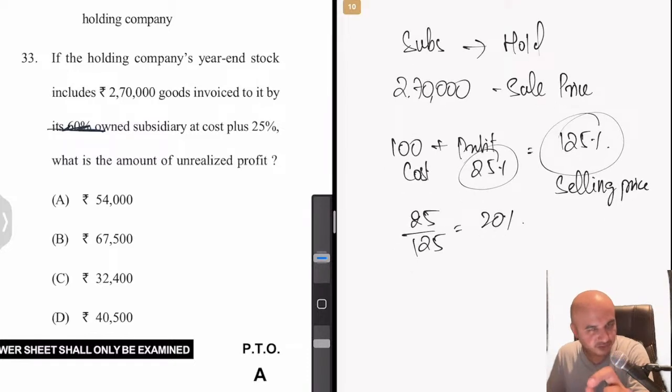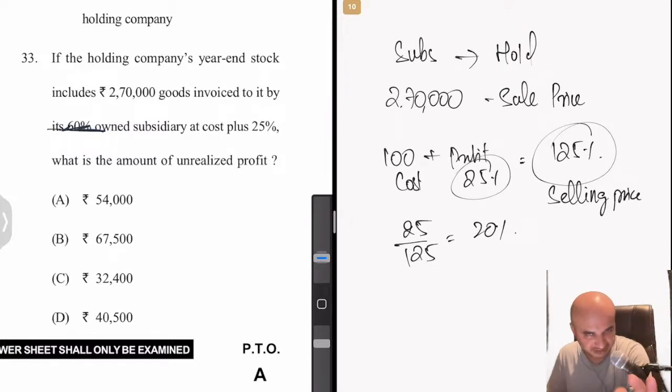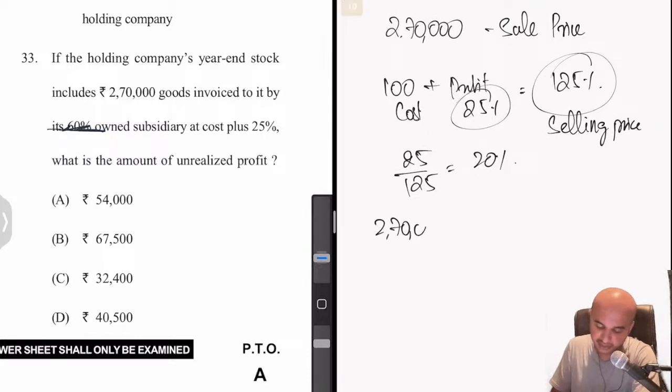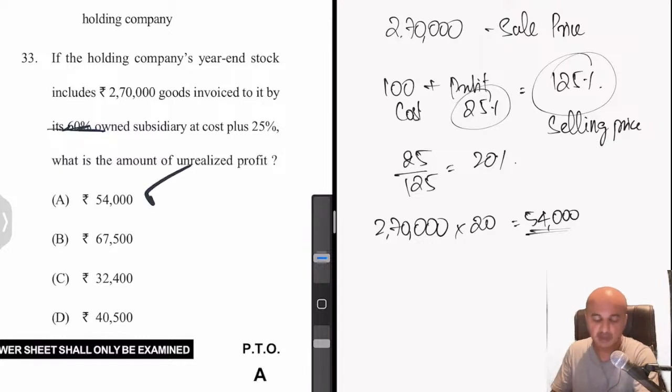That means 25% on cost is nothing but 20% on sales. So therefore, on 2,70,000, which is the selling price from the point of view of holding company which has purchased from subsidiary, it will be 2,70,000 into 20%, which is nothing but 54,000. That's it. So the answer in this case would be option A, which is 54,000.